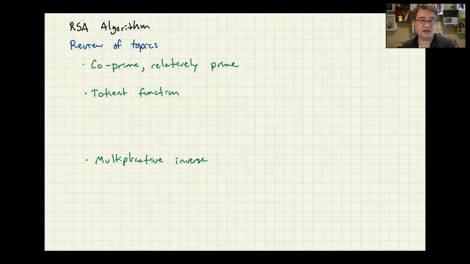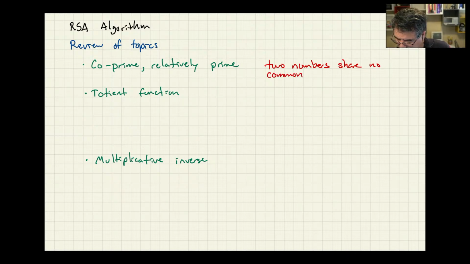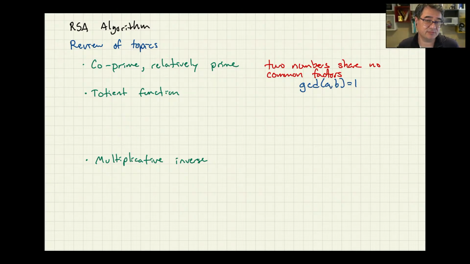Okay, so let's talk about how RSA actually works. And before we do that, let's review some of the concepts that we learned over the last 2 weeks. The first one is coprime, or relatively prime. This means two numbers, let's call them A and B, share no common factors. Another way to state that mathematically is the greatest common divisor of A and B is equal to 1. That's the highest number that divides into both.